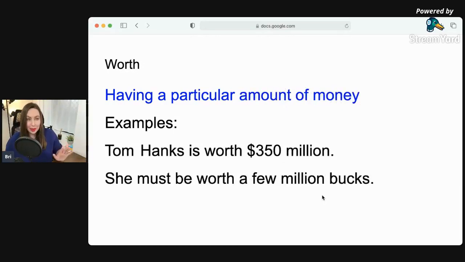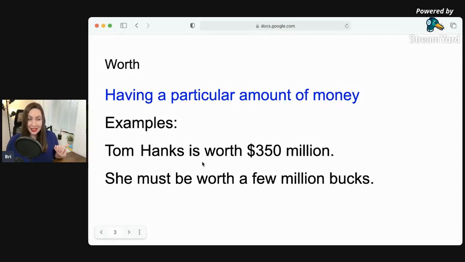Let's look at the next one. Very, very similar. We're still talking about money. This means having a particular amount of money. This is usually when we're talking about a person. A person has a particular amount of money, and we can use the word worth. Tom Hanks, he's a very famous actor.